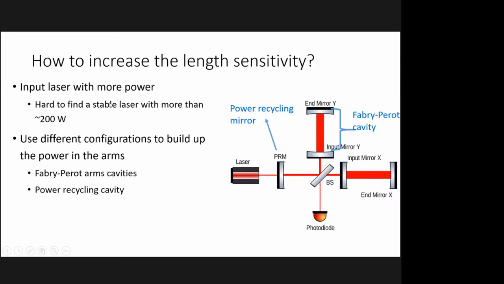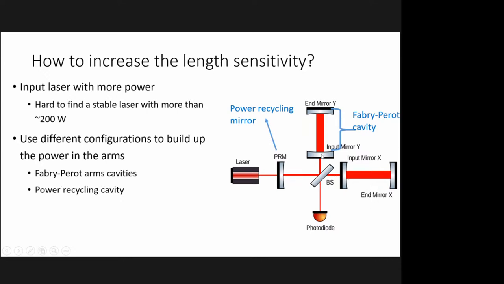So input power, laser power, the current lasers that are available, we can get around a 200 watt stable laser, but not more than that. So we cannot just buy a laser with a lot of laser power, but we have to do some kind of manipulation of that laser power to increase the effective laser power in the interferometer. So there are a couple of configurations that people have been using, and we do use in LIGO.